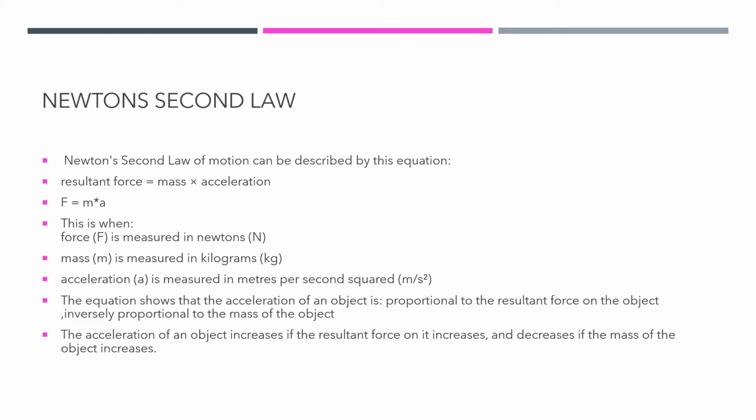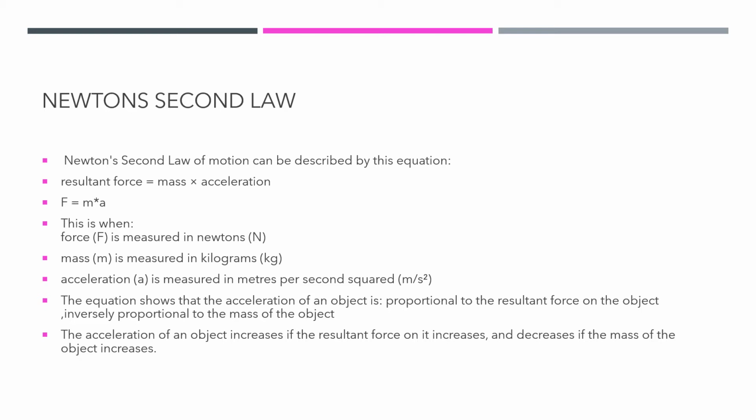Newton's second law. Newton's second law of motion can be described by this equation: resultant force equals mass times acceleration. Newton's second law is all about unbalanced forces. When an unbalanced force acts on an object, it accelerates. The object could speed up, slow down, or change direction. So speed up, accelerate; slow down, decelerate; or change direction, basically just go in a different direction.